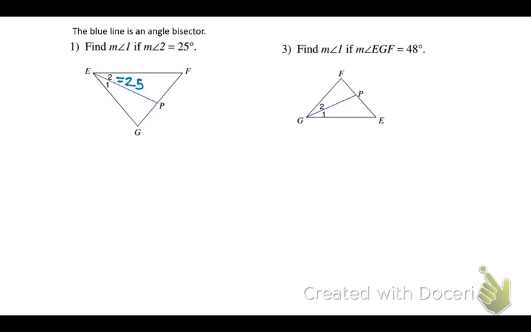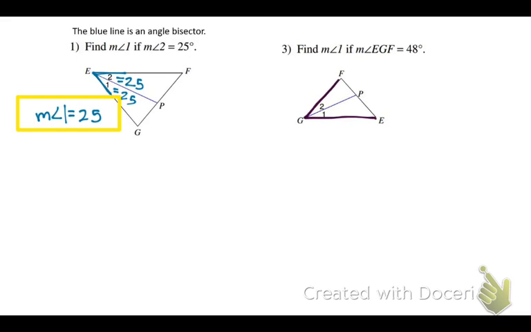What angle is split in half right now? Angle E. GEF would be the correct name, or FEG. So if it's split in half, angle 2 is 25. What's the measure of angle 1? 25, because they're going to be congruent. So you're going to write off the side, measure of angle 1 equals 25. That's the answer.